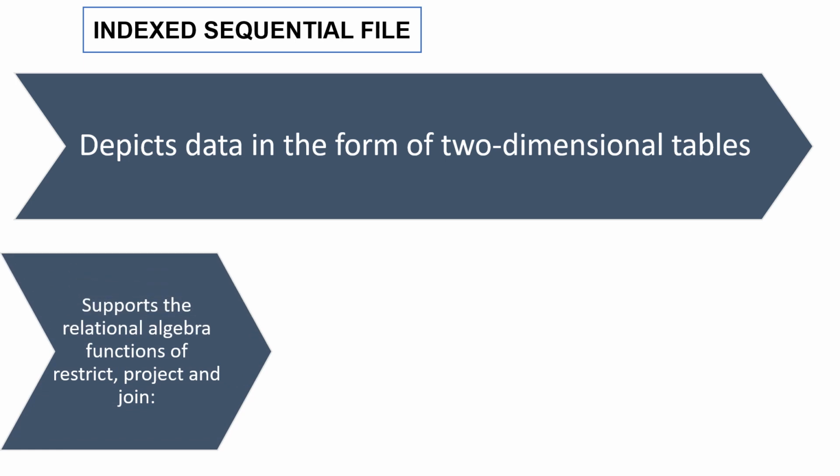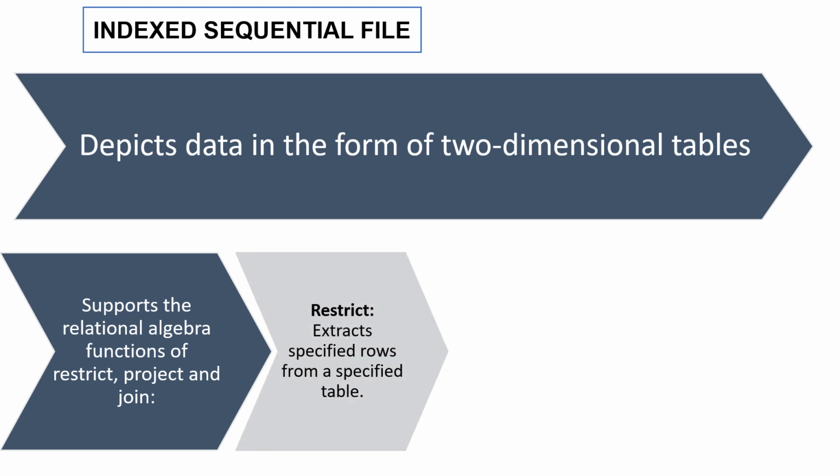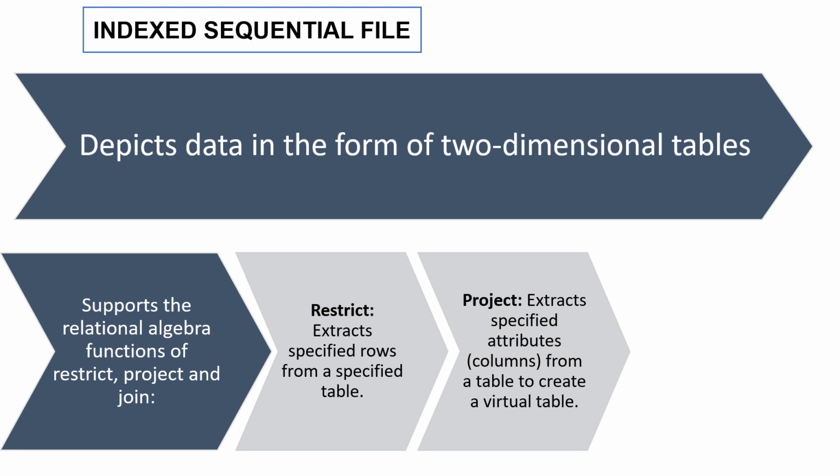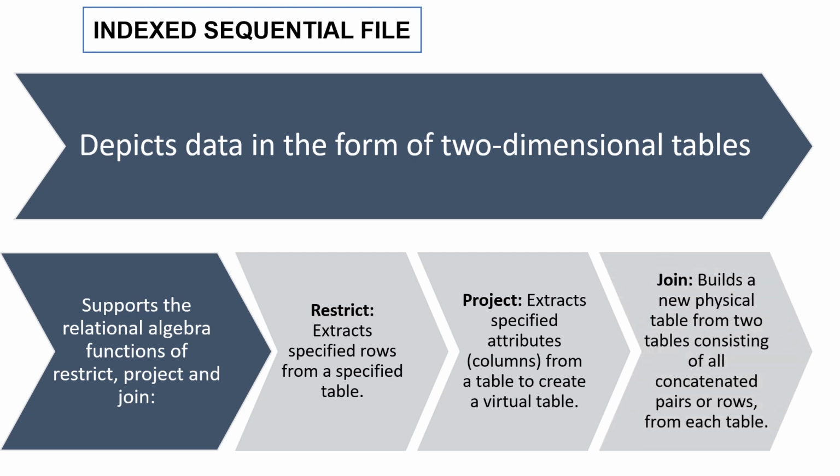supporting the relational algebra functions of restrict, project, and join. Those three algebra functions help to acquire information and create reports. Restrict means extract specific rows from a specific table. Project extracts specified attributes or columns from a table to create a virtual table. And join builds a new physical table from two tables, consisting of all matched pairs of rows from each table.